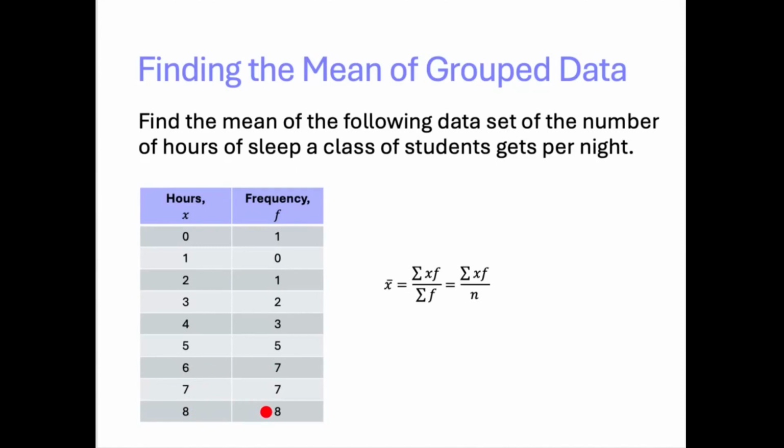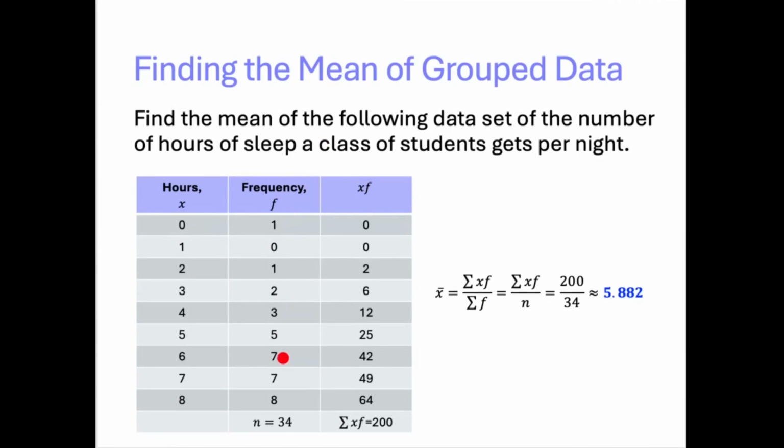Now the formula, if we do this by hand, is that x bar is equal to the sum of every x value times its frequency, divided by the sum of the frequencies, which is actually n. That's how many students you have, at least for this example. But n would just be the total of the frequencies.